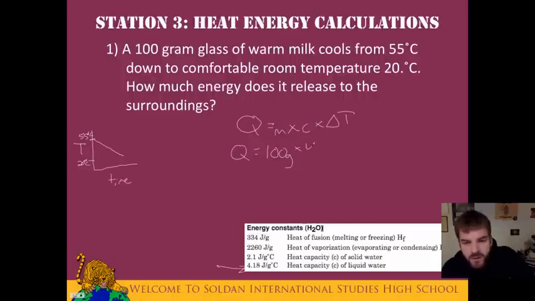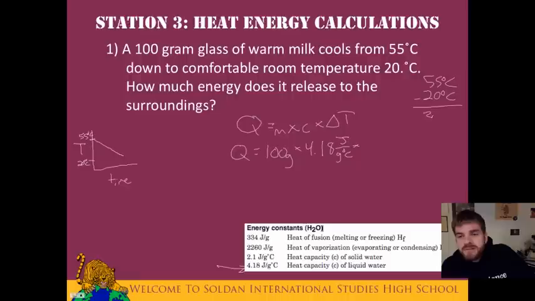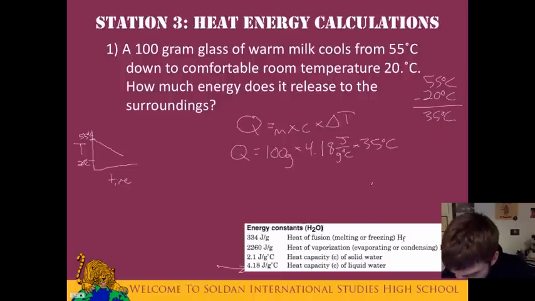So we will use 4.18 joules per gram degrees Celsius times delta T. Delta T, remember, is our change of temperature. We started at 55, we went to 20 degrees Celsius. That means our change of temperature is 35 degrees Celsius. So times 35 degrees Celsius. Now I'm going to multiply here on my calculator. 100 times 4.18 times 35. Nice simple multiplication. Now I'm just going to write the number I get on my calculator.